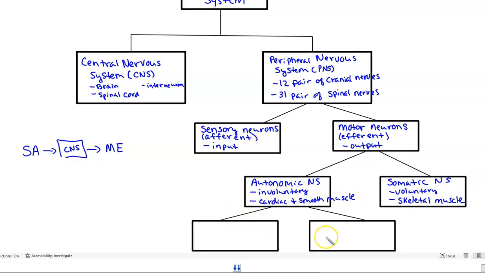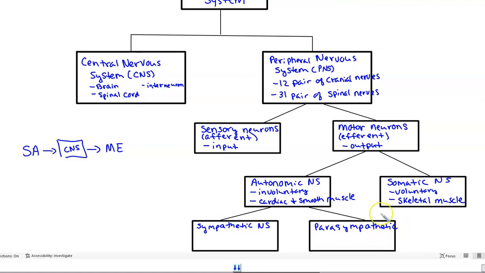We'll end the year with this, but I'm going to go ahead and introduce them. In our last chapter, we go over the autonomic nervous system, which can be divided into the sympathetic nervous system and the parasympathetic nervous system. I'm going to misspell this.